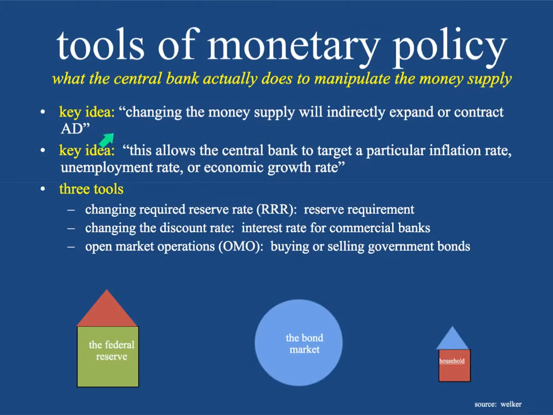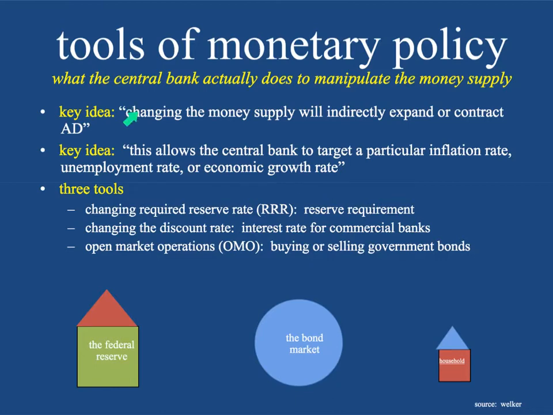Key idea: changing the money supply will indirectly expand or contract aggregate demand. Remember that. If that doesn't make sense to you, check out the earlier connected videos on monetary policy and aggregate demand. Second key idea: this allows the central bank to target a particular inflation rate, a particular unemployment rate, or a particular rate of economic growth.